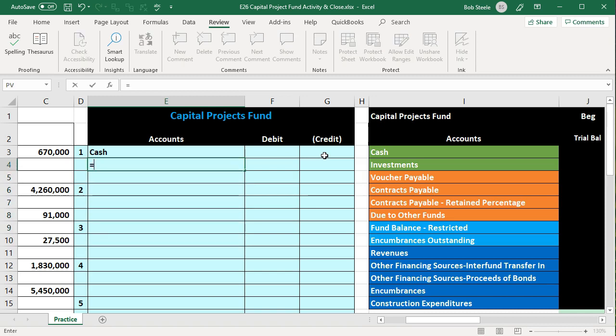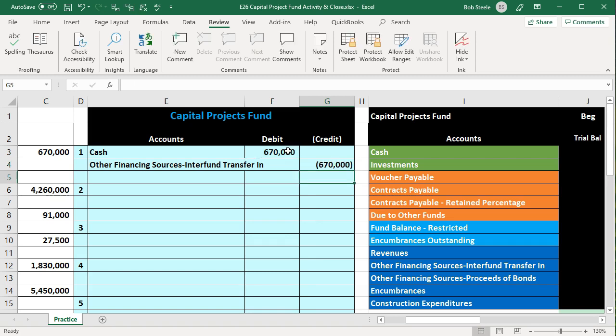In other words, it's going to be a flow type of activity. We're going to call it an other financing interfund transfer in. So, other financing interfund transfer in. We'll pick up the amounts, the amounts being equal to that 670. That's going to be the debit, and that will be the credit. We will then post this out.